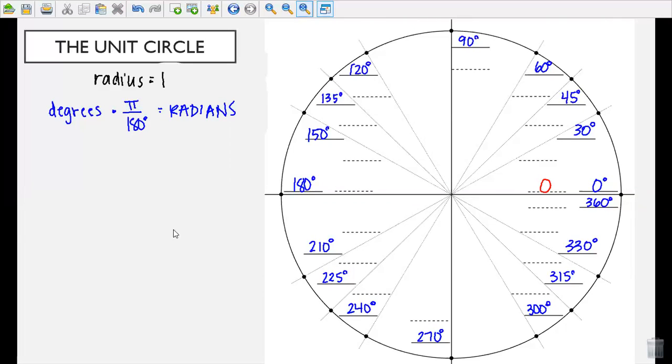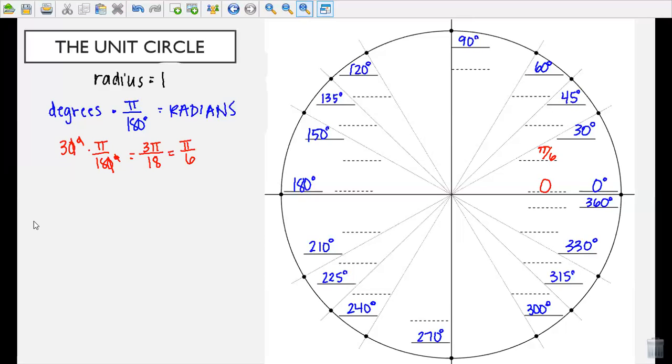Now I'm going to give you the shortcuts, but if I have 30 degrees, 30 times pi over 180, my degrees cancel, trailing zeros cancel, so that simplifies to 3 pi over 18, which if we keep going becomes pi over 6. So 30 degrees is pi over 6 radians.